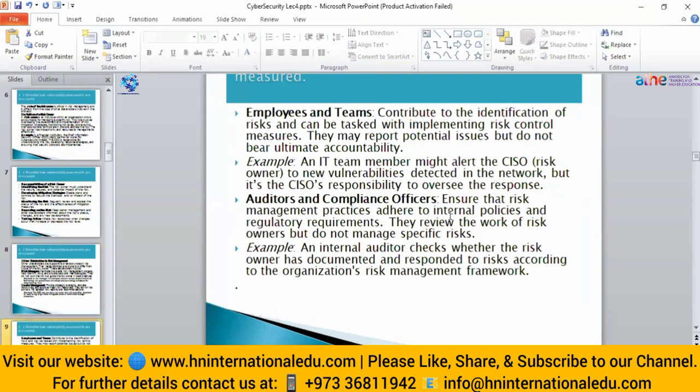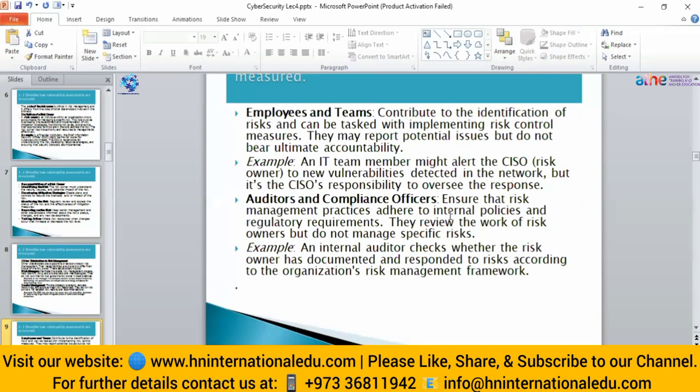Now we have also other people, like the employees and the team. Means you are the security officer, but we have other employees and team who will help you identify that risk, who can be tasked with implementing risk control measures. They will report the potential issues.